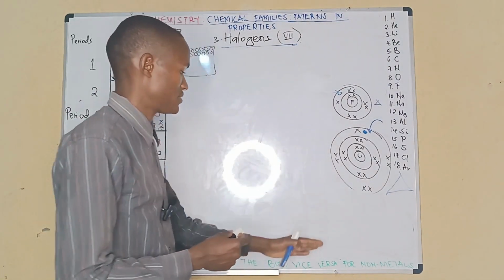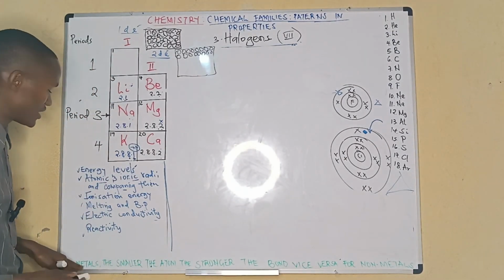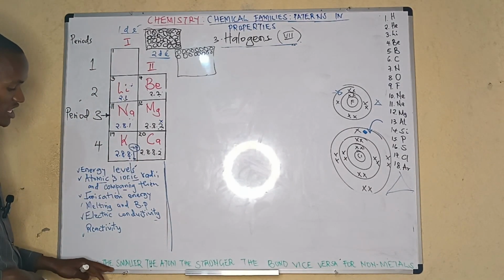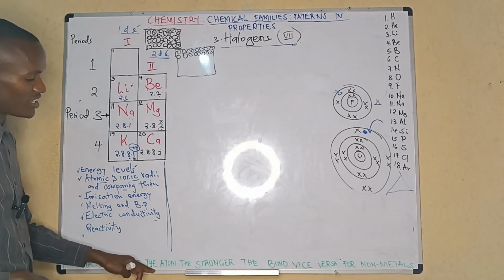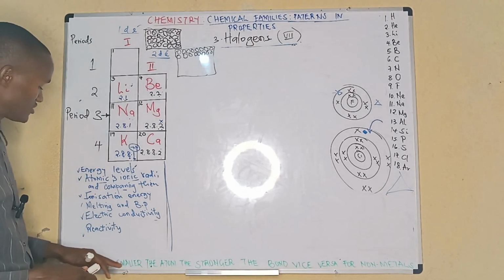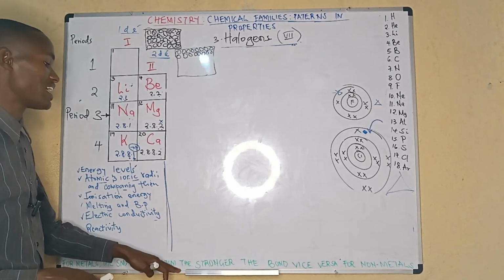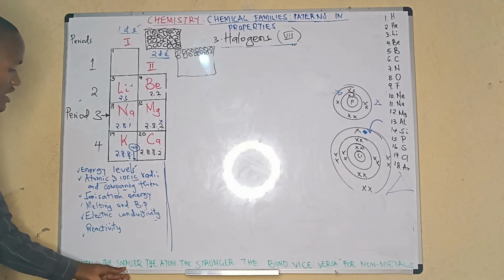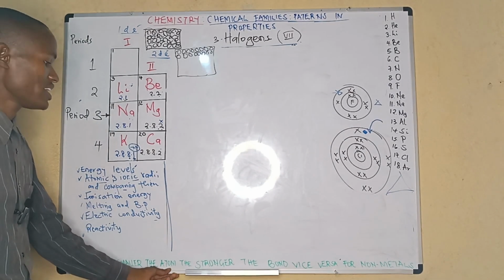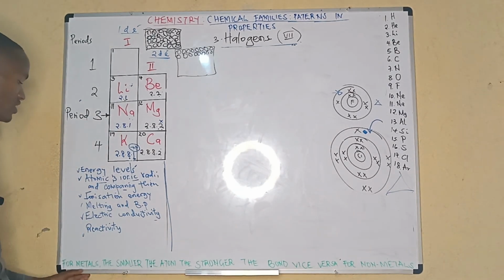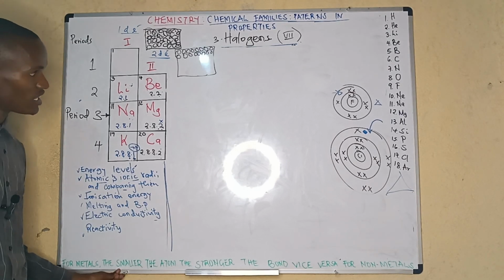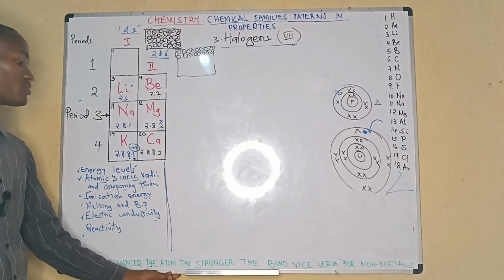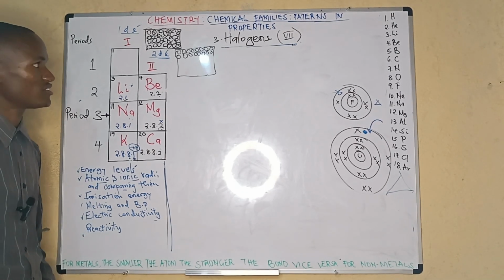In this one, you said vice versa. So it means for nonmetals, that is the vice versa of the statement. For nonmetals, the smaller the atom, the weaker the bond. That is the vice versa of the statement. Or for nonmetals, the bigger the atom, the stronger the bond. Okay, you can write that.